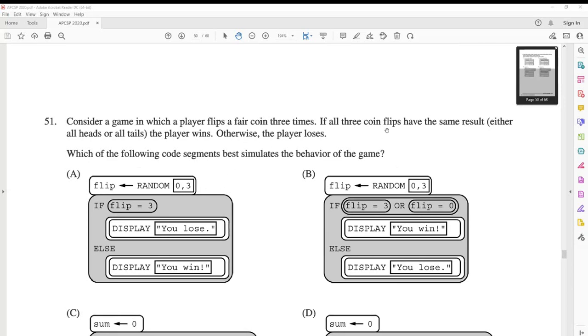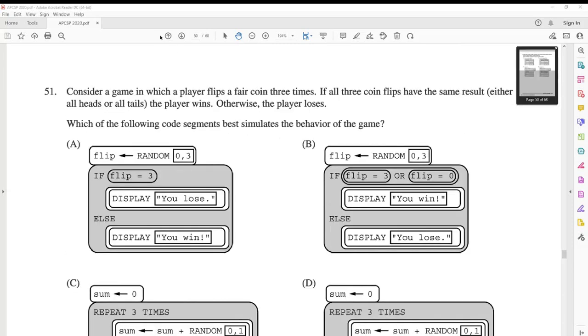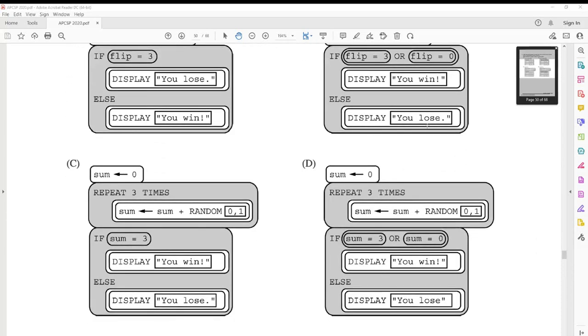So if the 3 coins have the same result, then the player wins. Same result means you have tail, tail, tail, or head, head, head. So every time, which one is better?